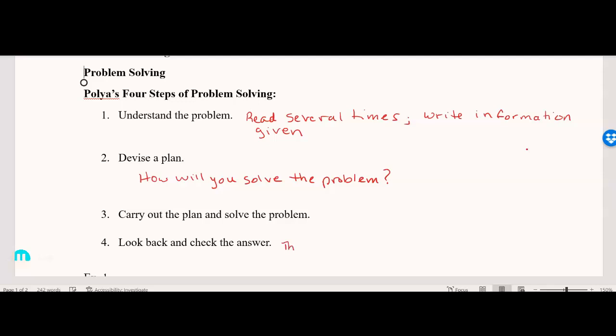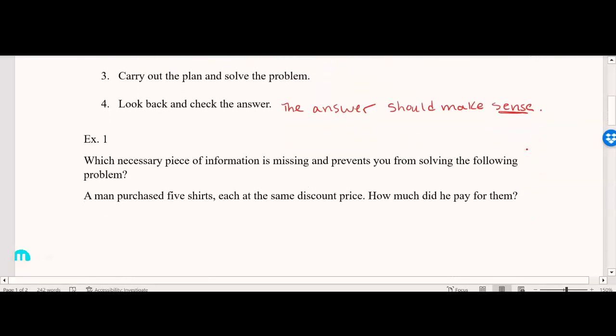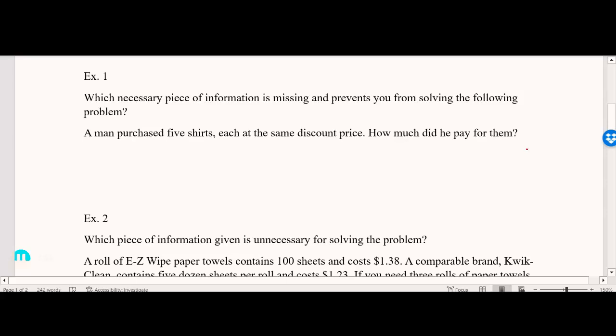But here's something else I want you to check on. The answer should make sense. I put that there because I've had sometimes in class we're working on a problem and a student might get the answer, but then when we look back, the answer doesn't quite make sense. Not with that problem. So always make sure that makes sense. All right, so those are your steps to solving a problem. Now let's just jump right into an example.